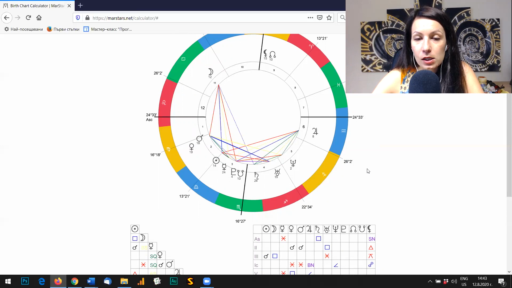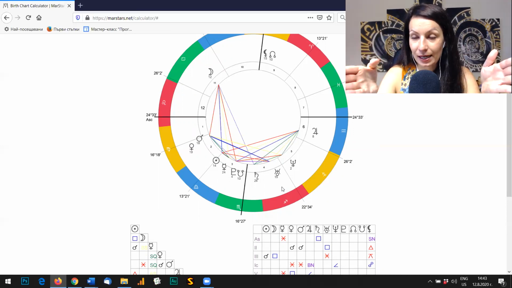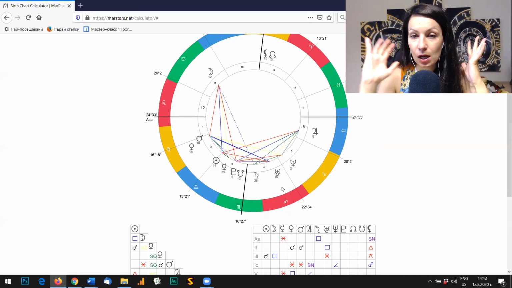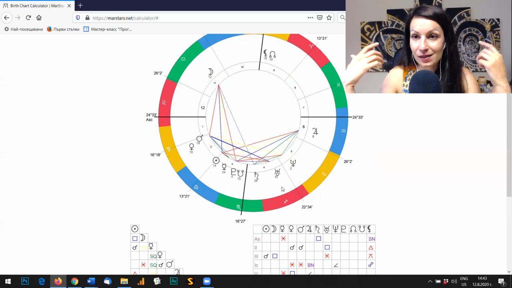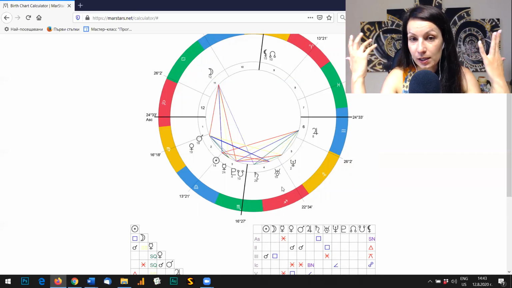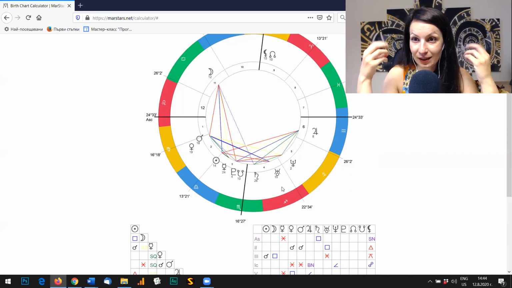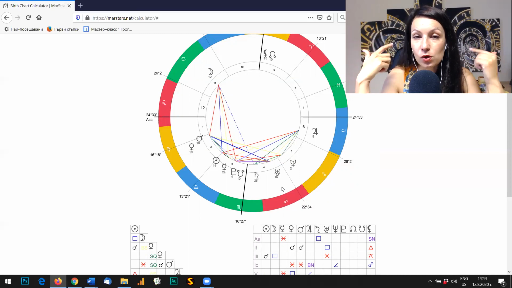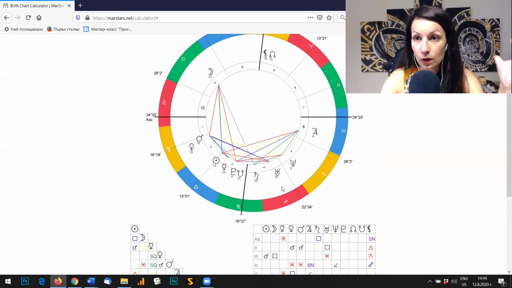Okay, so I'm reminding you again, we are starting from the sign on the cusp of the house. We check, are there any planets there? We analyze the nature of those planets. Is it Saturn? Is it Venus? They will bring their individual energy and their impact. We check also the aspects of those planets. Generally, are they harmonious or disharmonious?